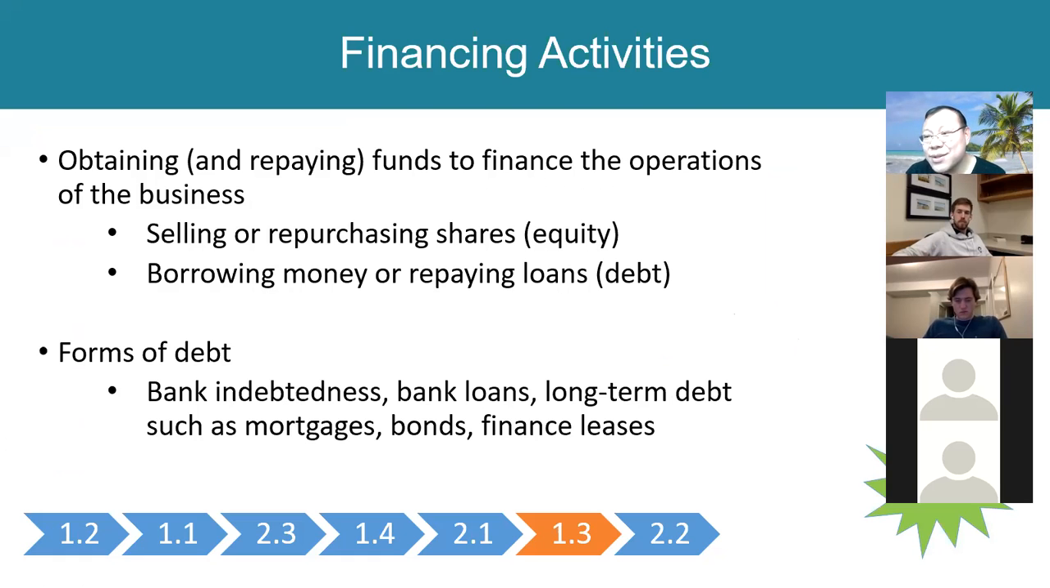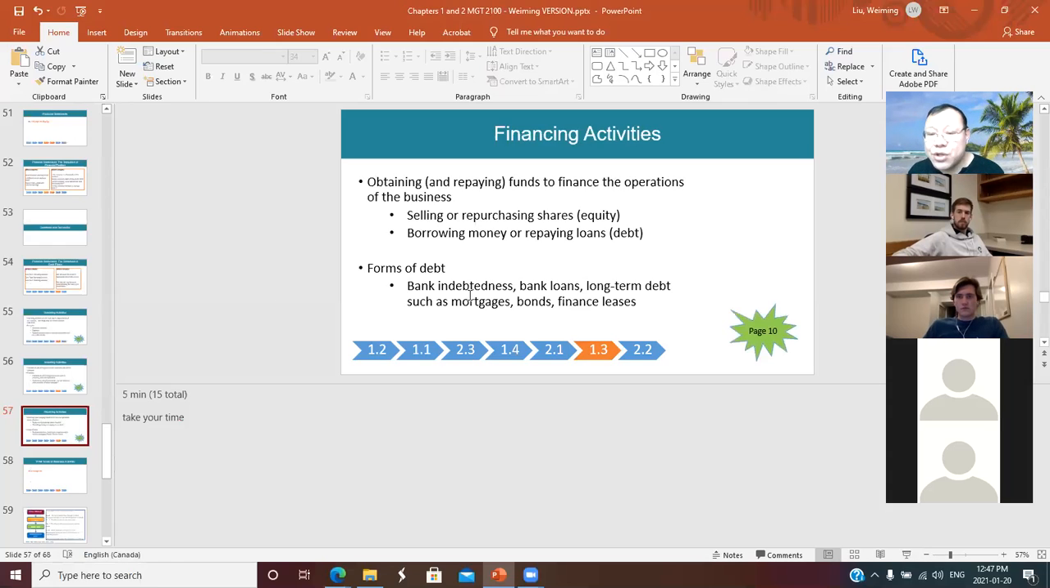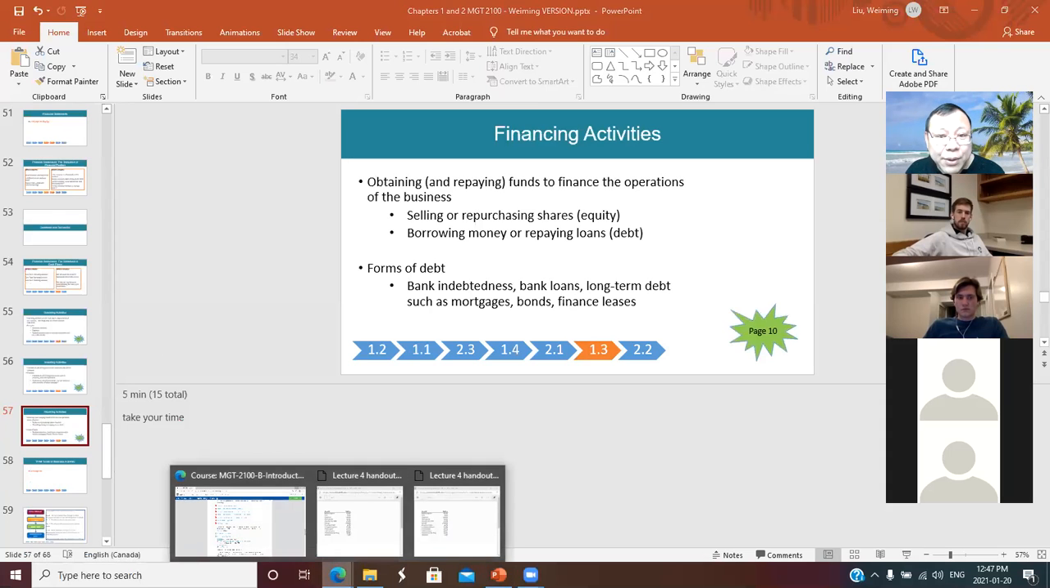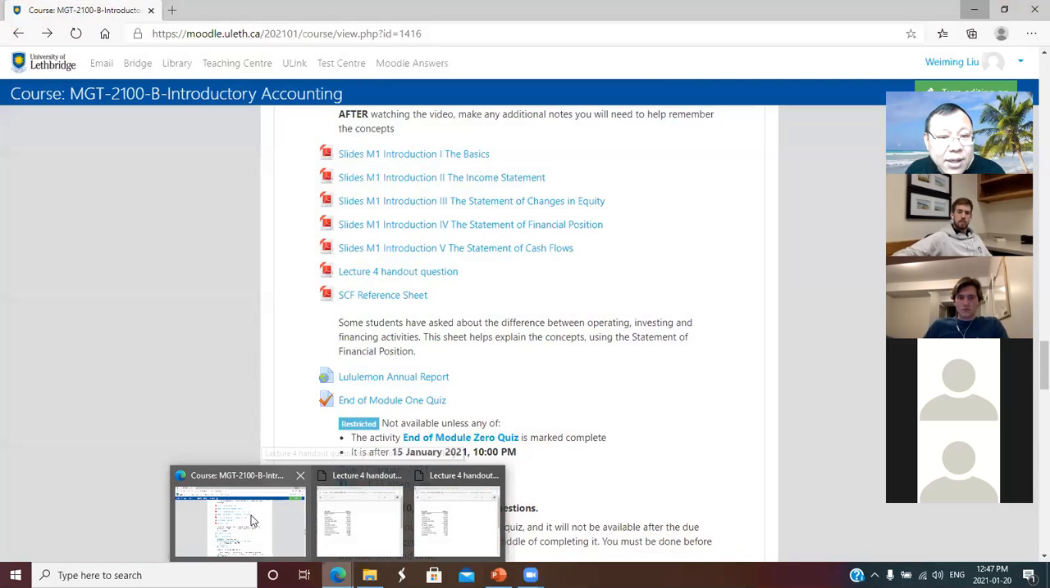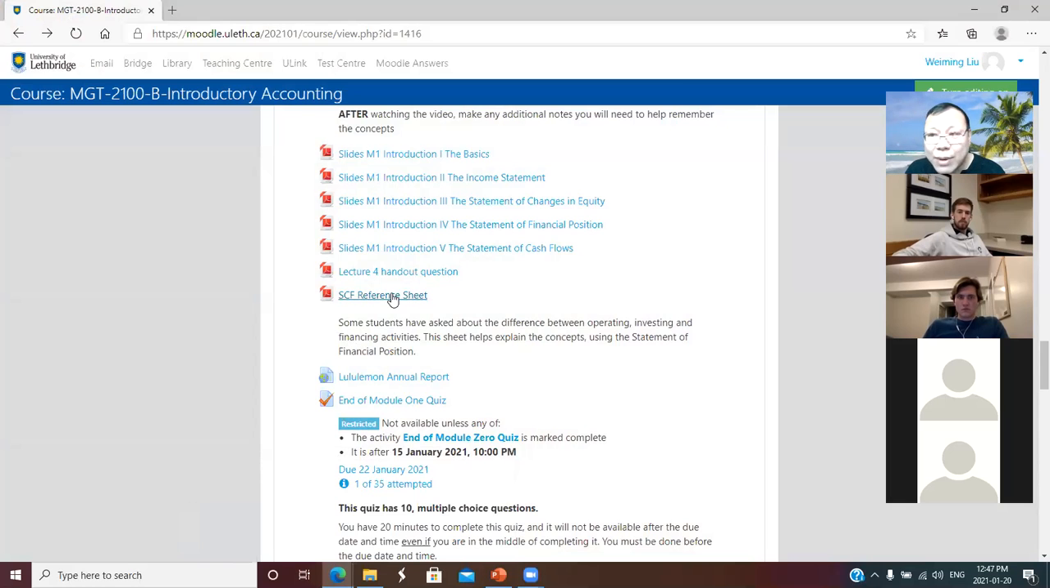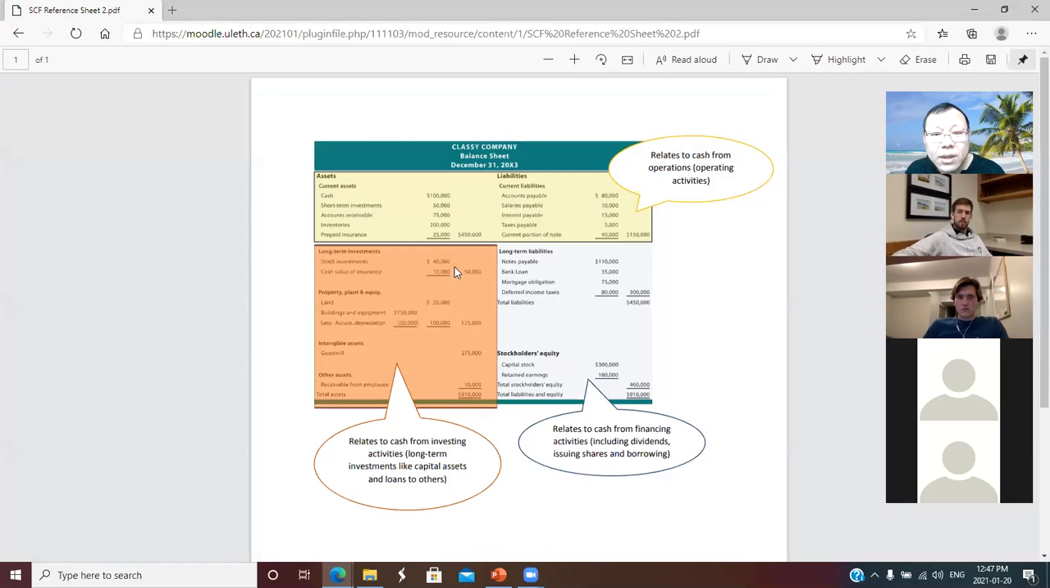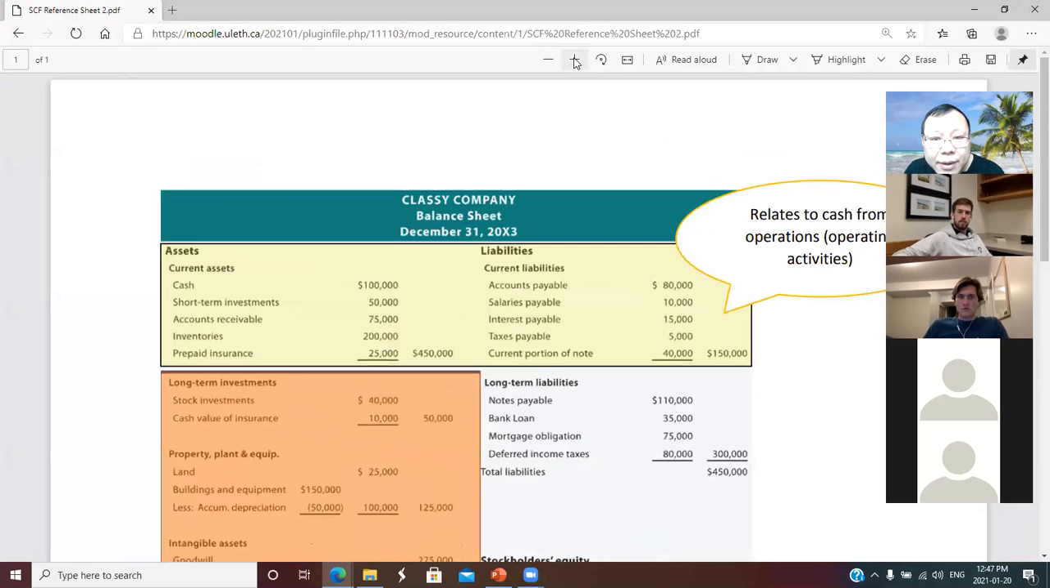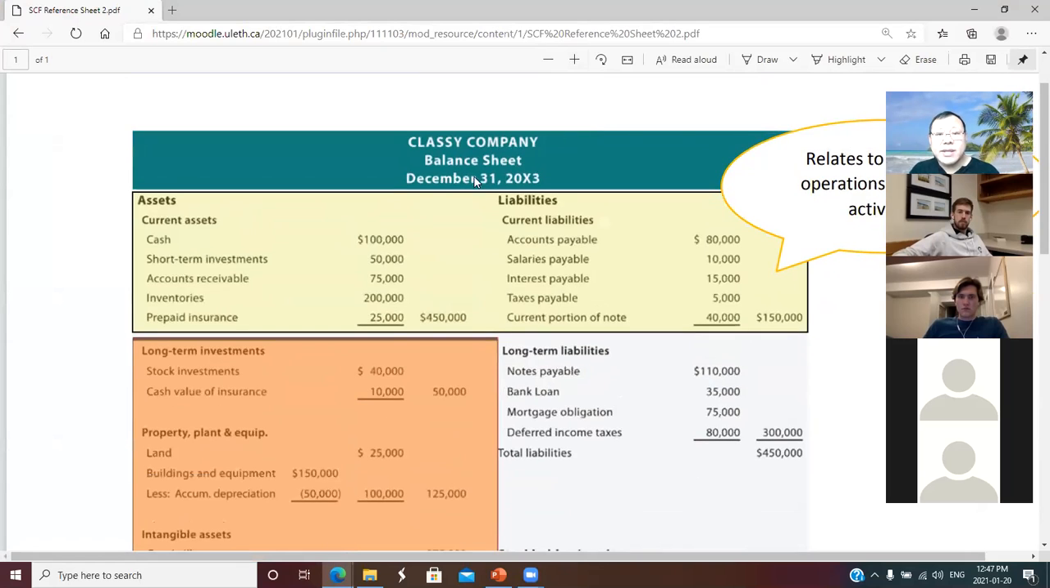Okay. So did you see how the three different activities differ from each other? They are dealing with different elements from the balance sheet. Okay, I'm going to show you one example. We posted this on the Moodle website. So this is one example. I will make it bigger. So this is the balance sheet, right? We also call it statement of financial position.